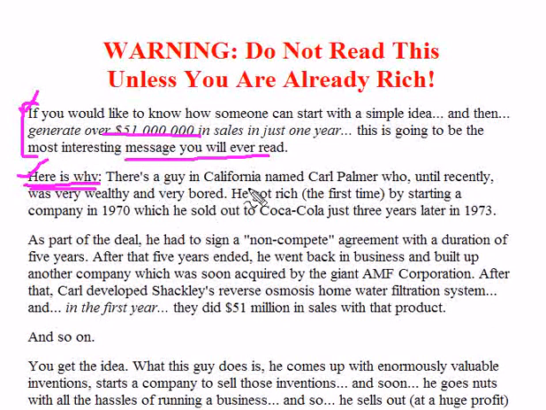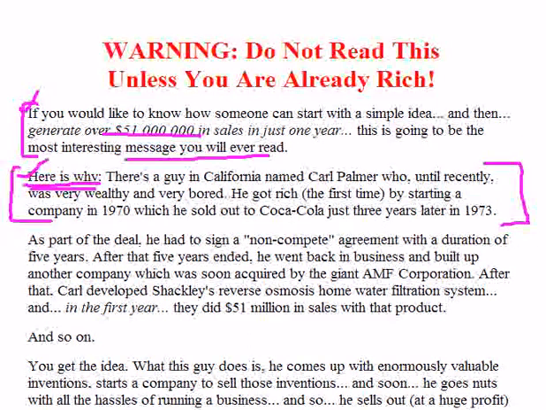So there's a guy in California named Carl Palmer who, until recently, was very wealthy and very bored. He got rich the first time by starting a company in 1970, which he sold out to Coca-Cola just 3 years later. Now, keep in mind that this is written to investors. Investors are typically an educated bunch, but he is using a very conversational tone in the letter. He's talking about that there's this guy. So he's almost talking to the reader as though he's at a bar and he has discovered this wonderful investment tip, and he's now going to relate this information over to you.